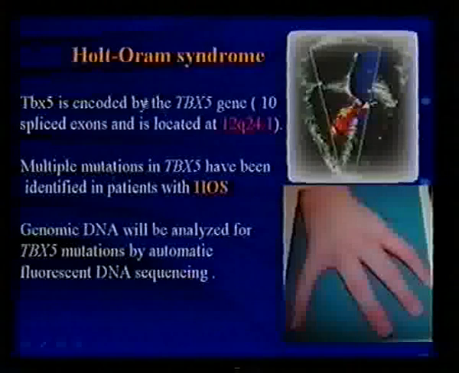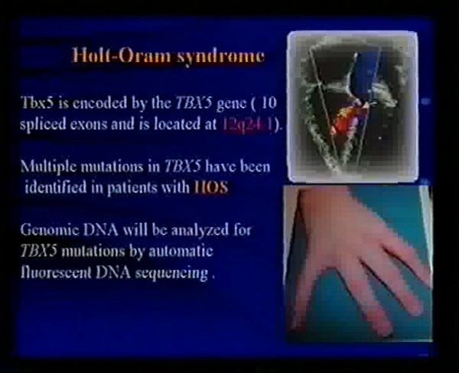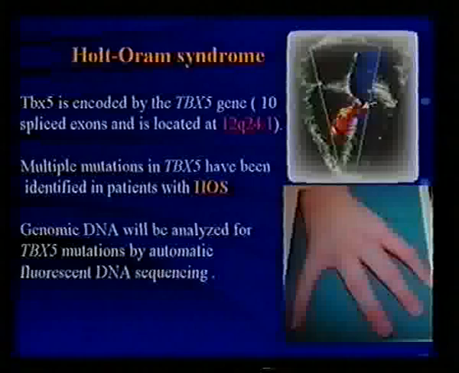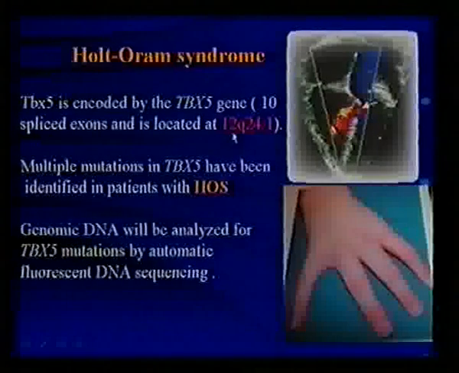Also, the well-known Holt-Oram syndrome. These patients have, as you well know, VSD or ASD in addition to skeletal abnormalities. It's an autosomal dominant disease, and the mutation has been described lately to be on chromosome 12.